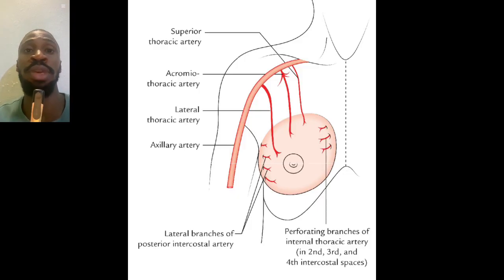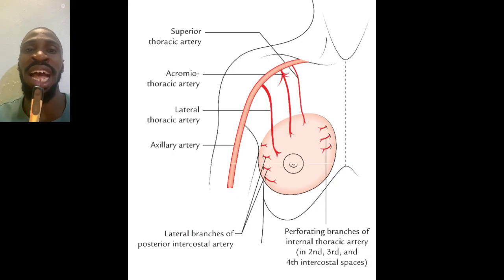Don't forget the mnemonic PIA. What is P? Posterior intercostal vessel. So you have the posterior intercostal artery and posterior intercostal vein. But now the posterior intercostal artery is a branch directly from the descending aorta. You have I. I is the internal thoracic artery, or we call it the mammillary artery.